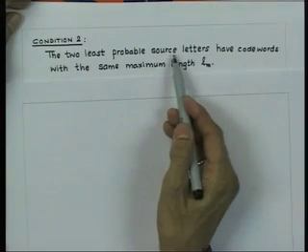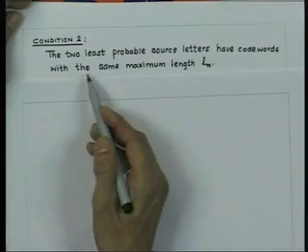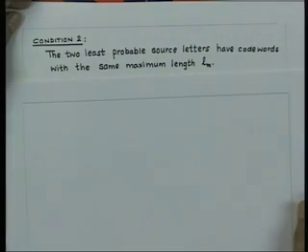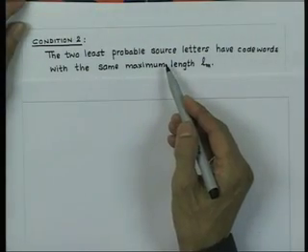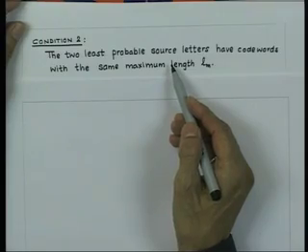Now, the second condition which an optimal code should satisfy is that the two least probable source letters have code words with the same maximum length LM. We have already provided the justification for this in the last class, where we showed that if this condition was violated, then I would get a code with an average code length which is less than the optimum, and it contradicts our assumption about the original optimum code.